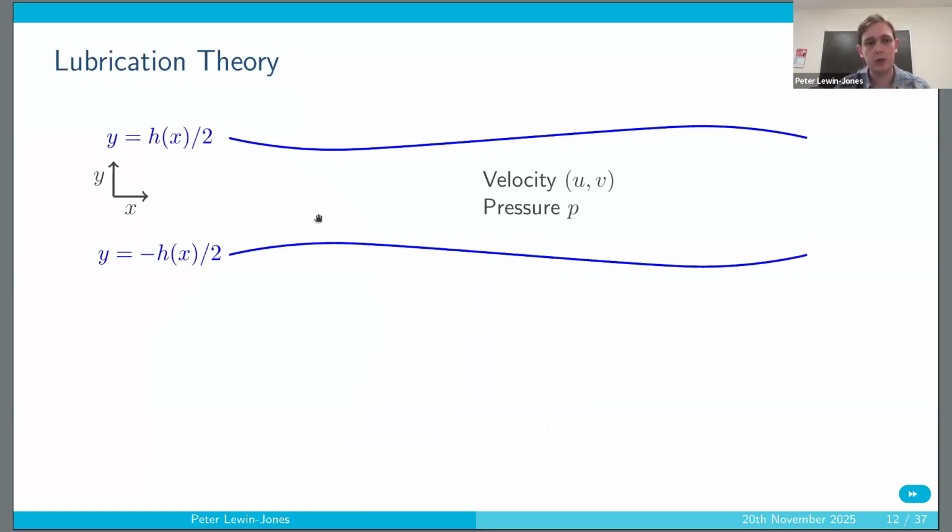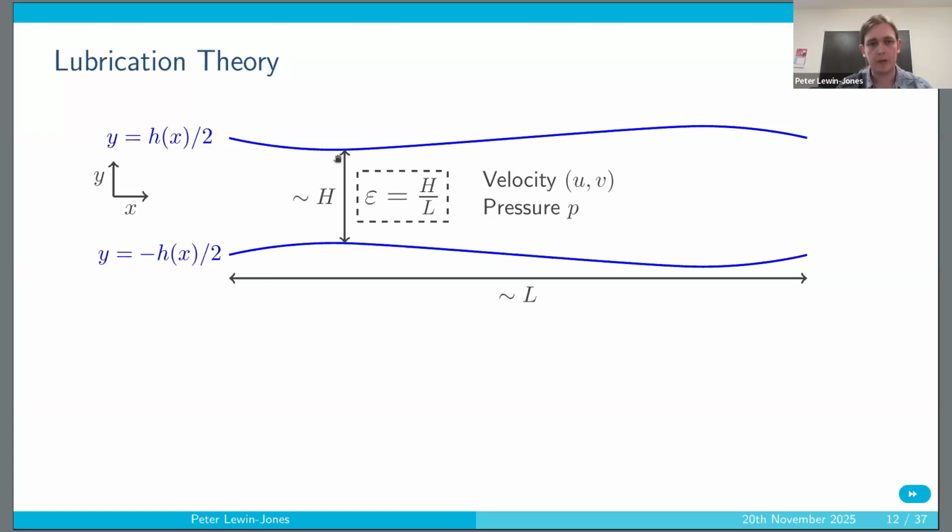So here I've got two free surfaces, which I'm calling y is h over 2 and y is minus h over 2, so I've got symmetry. This thing is the thickness h, and it varies across the x extent of my film. I'm going to say I have a characteristic length scale in the horizontal direction, some capital L, and a characteristic height scale H, and I'm going to assume that this ratio epsilon is small, so that this is my small parameter that I then want to exploit.